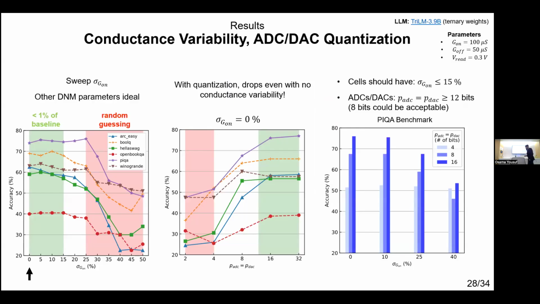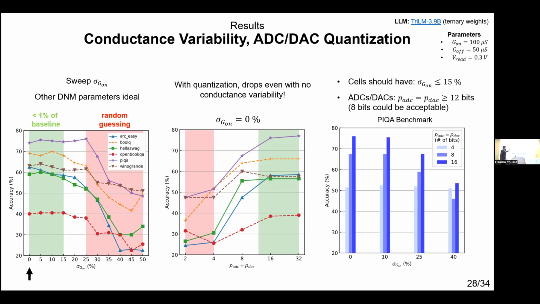Okay, so moving on to the actual results. What we do is we take the TriLM model, we add the noise sources from the device noise model, and then we sweep those noise sources, and then we add all of those one on top of the other, and try and understand and derive specifications at the device level that would be needed to make this accelerator plausible, right?